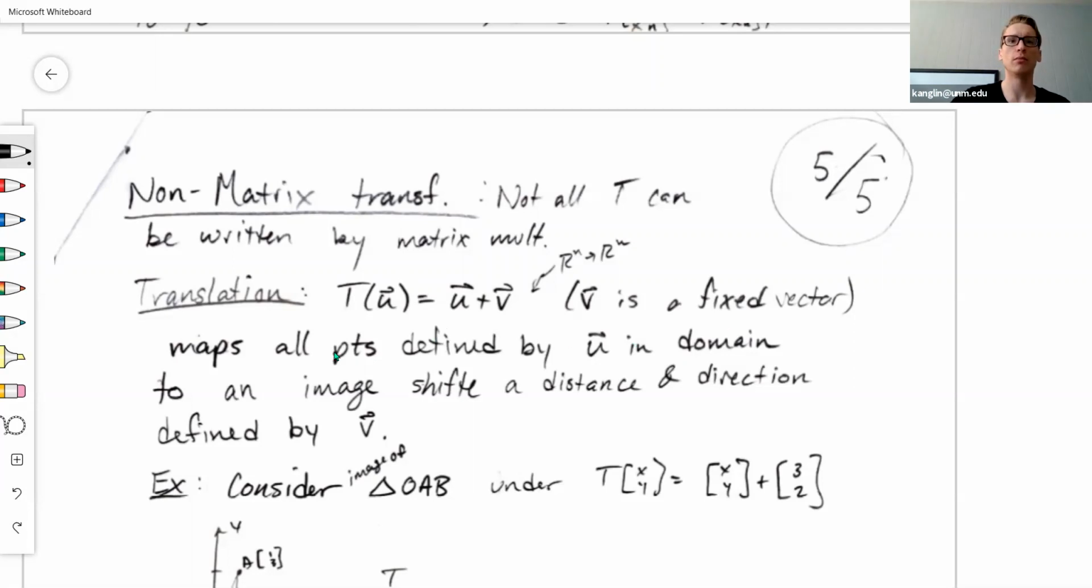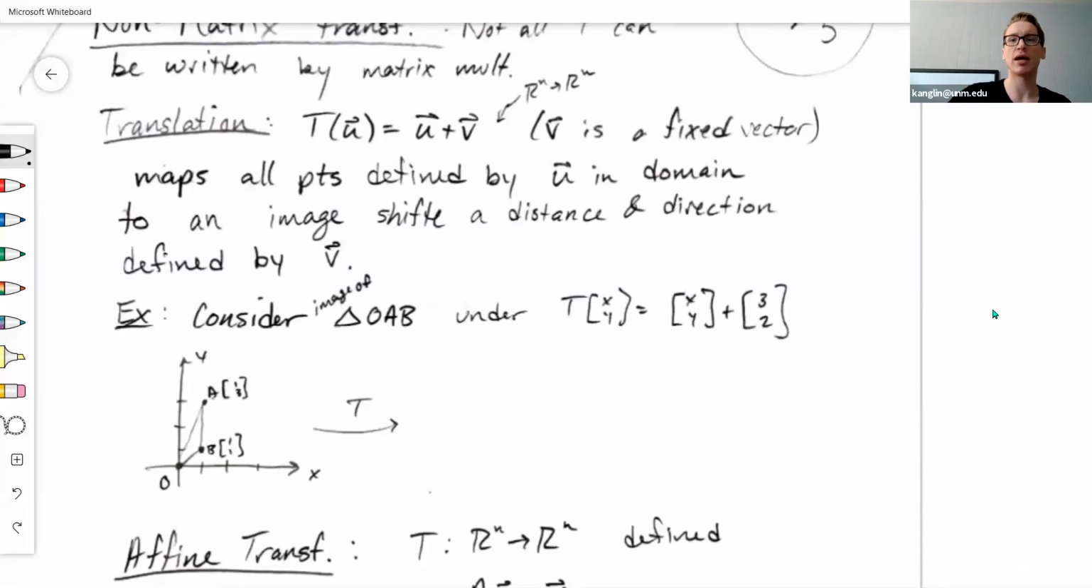So this translation here, u plus v, maps all the points defined by u in the domain to an image shifted a distance and direction defined by vector v. So if vector v has a certain length to it, you're going to shift that far. If you know the direction v points in, you're also going to shift in that direction that far.